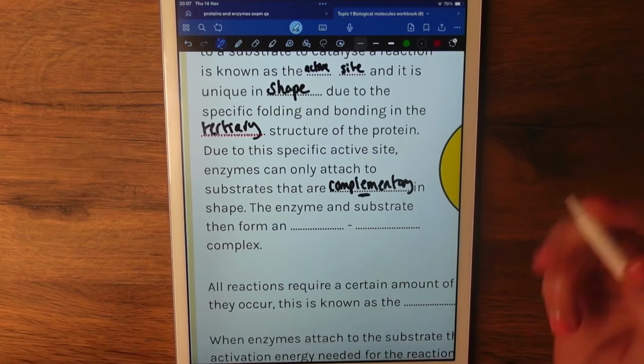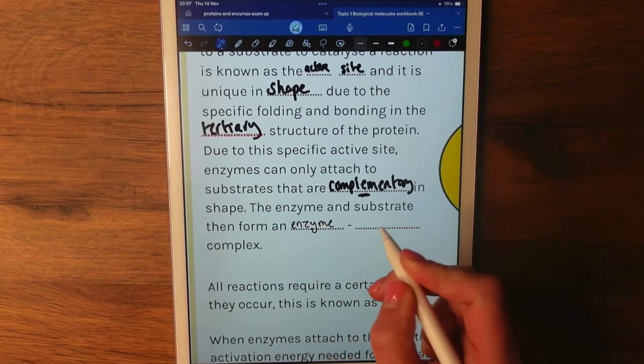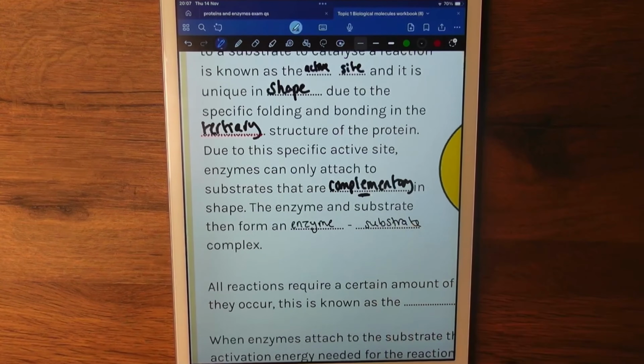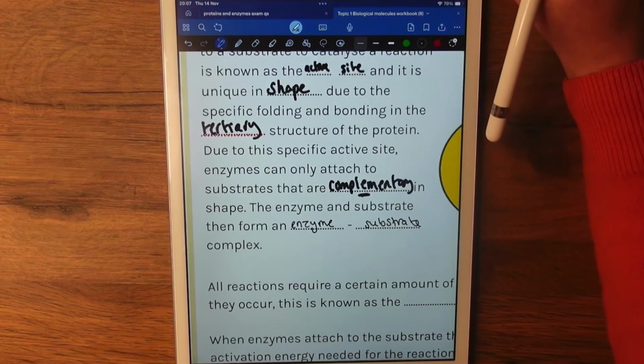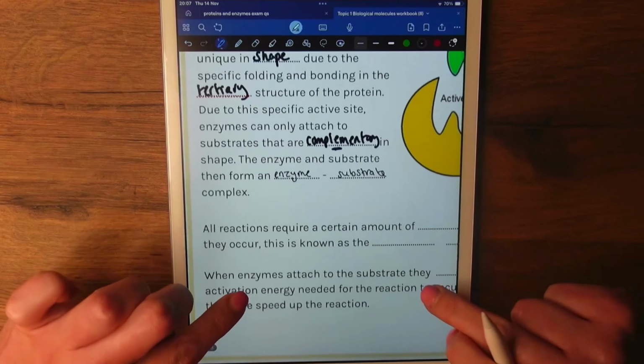Okay, enzyme, substrate, brilliant. Oh, look at that. Enzyme, substrate, complex. So much better. Thank you, TikTok. Right, let's have a look at the next bit.